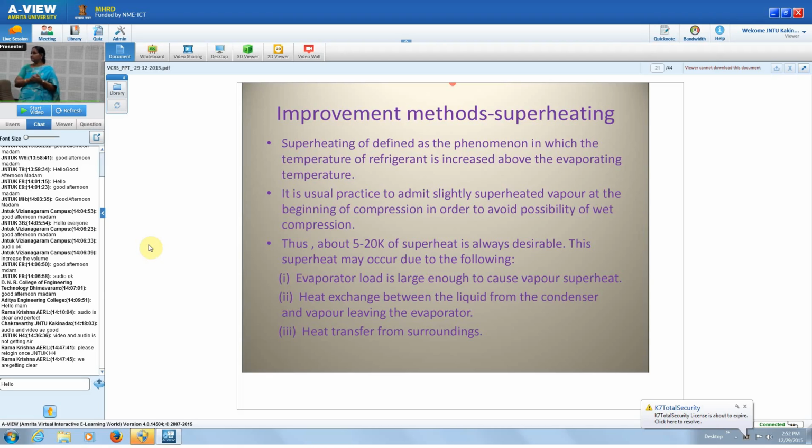If the increase in the numerator is more than the increase in the denominator, then only we can get more COP. So superheating is preferred only when the increase in the refrigerating effect is more than the increase in the work input. Otherwise, COP decreases. So you know what superheating is, in which the temperature of the refrigerant is increased above the evaporating temperature.